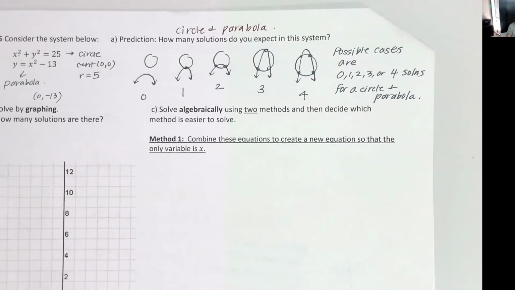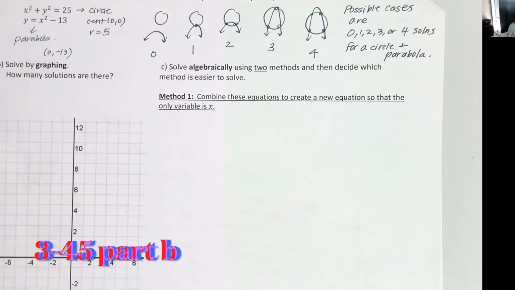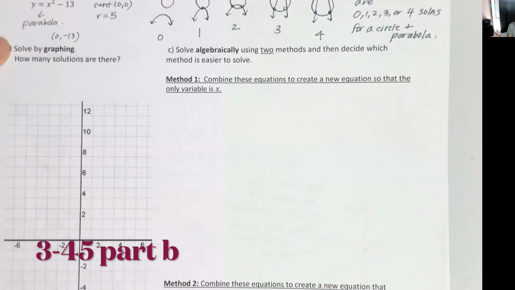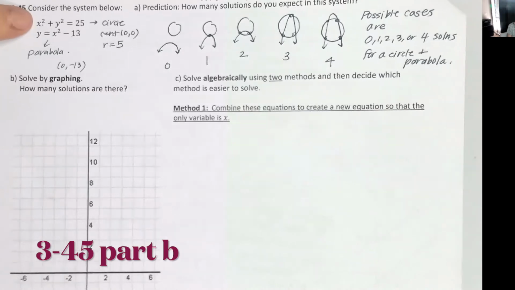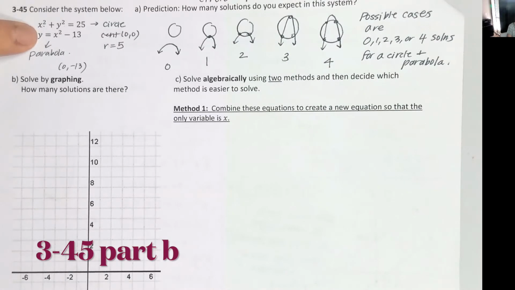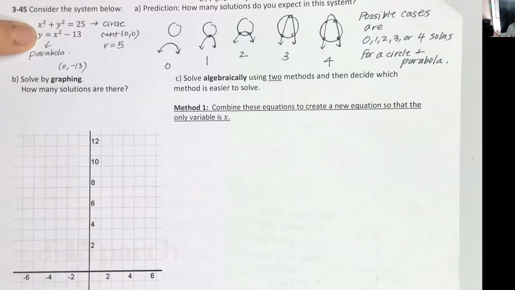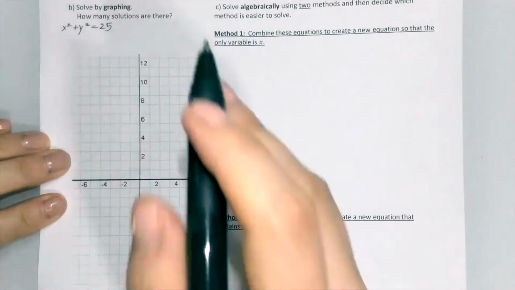Okay, then now moving on to part B. Again, I want you to pause the video first, do it on your own, but what you're going to do is you're going to solve by graphing and figure out exactly how many solutions there are. Graph the circle, graph the parabola, find all solutions. Okay, part B, here we go.